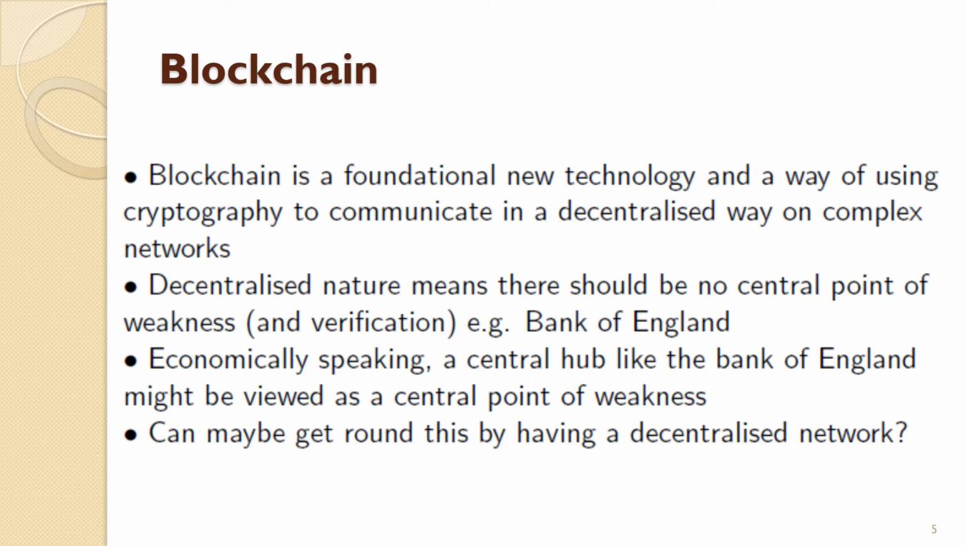So the basic idea is that if you have this decentralized nature, there should be no central point of weakness and verification. There's no way that you can systematically attack, for instance, the central hub like the Bank of England and gain control of the network. The Bank of England prints banknotes, but economically speaking, if you've got a central hub like this, you can view it as a potential source of weakness. And the idea is that if you have instead a decentralized network, you don't have an obvious point of attack like that, so hopefully no central point of weakness.